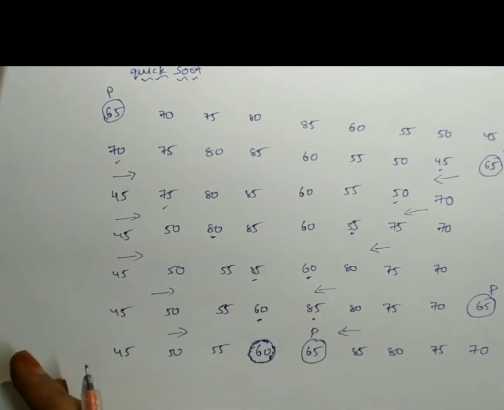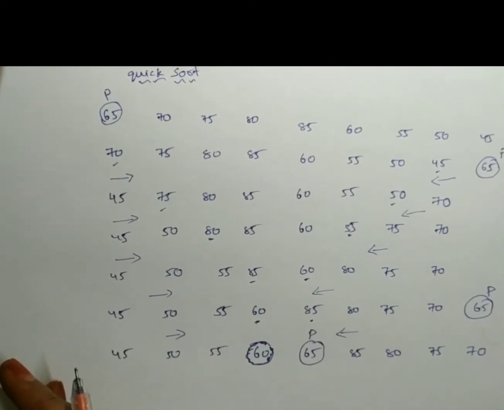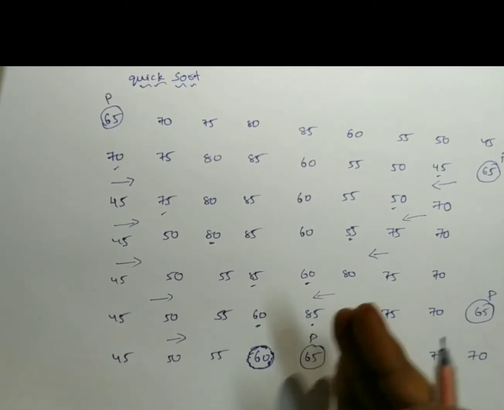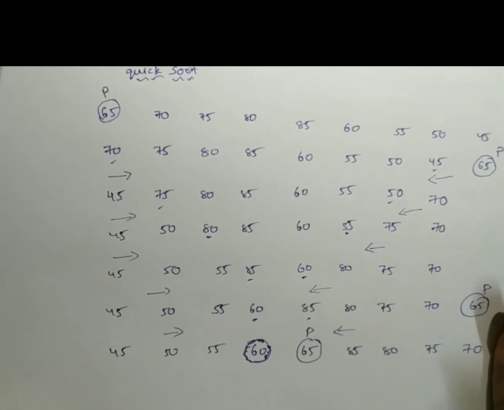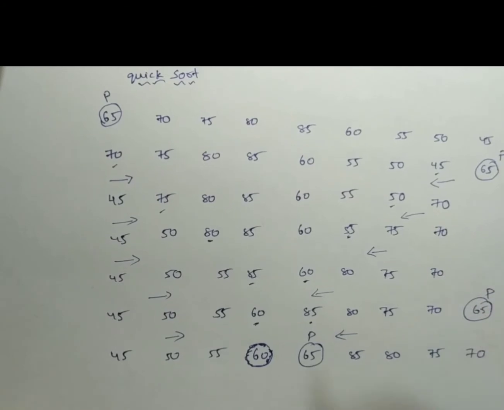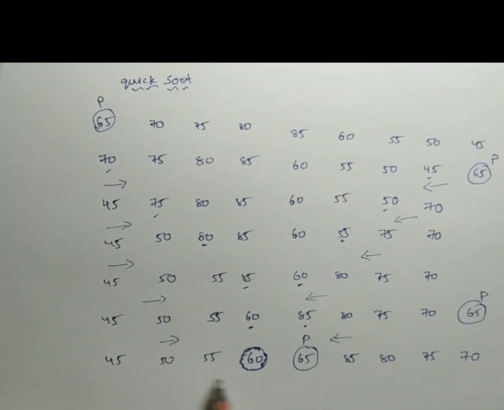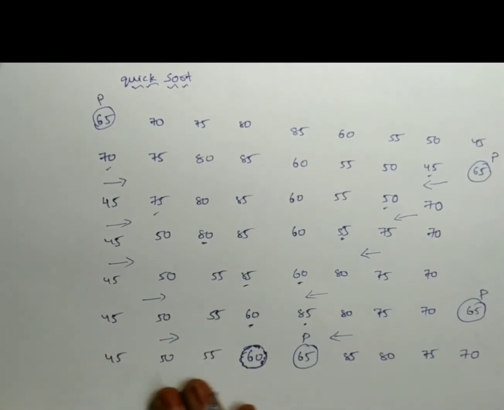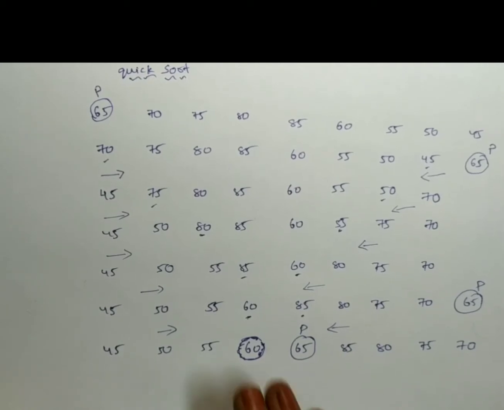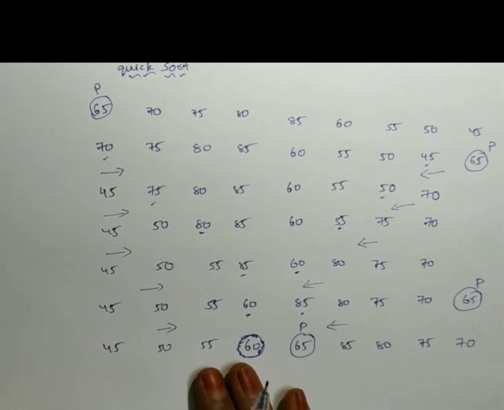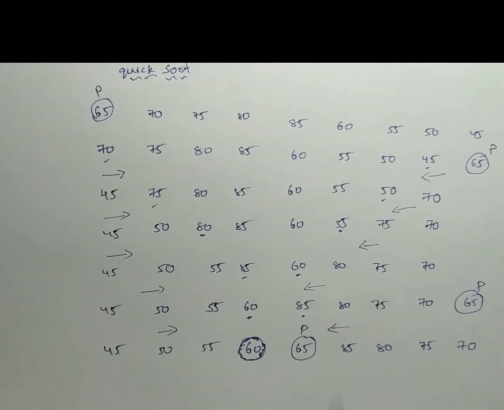This will be considered as the first sublist of the given elements, and this will be considered as the second sublist. If you consider the first sublist, the elements are already in sorted order, so we are not supposed to perform any operation on this sublist. Now consider the second sublist.